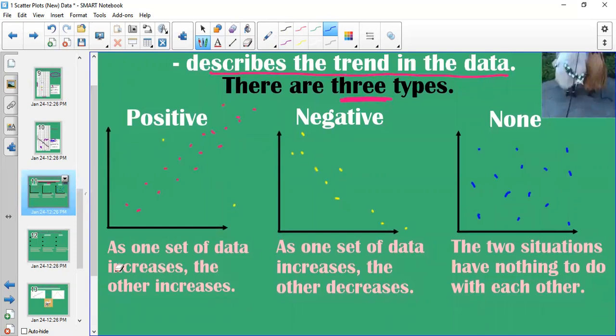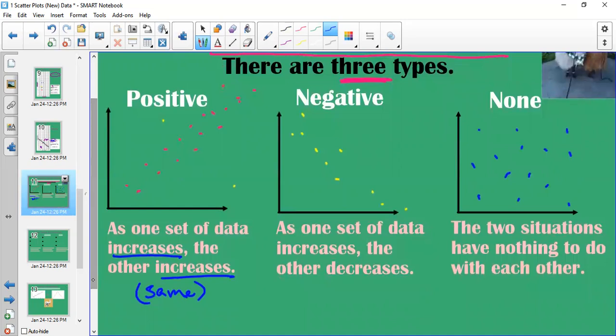Okay, so for something to be a positive correlation, it says as one set of data increases, so does the other one. They are doing the exact same thing. If one goes up, the other one goes up. If one goes down, the other one goes down. Whereas negative, if one increases, the other one decreases. They're doing the opposite. One goes up, the other one goes down. One goes down, the other one goes up. And none, like we said earlier, they have nothing to do with each other. There's no pattern, no rhyme or reason.